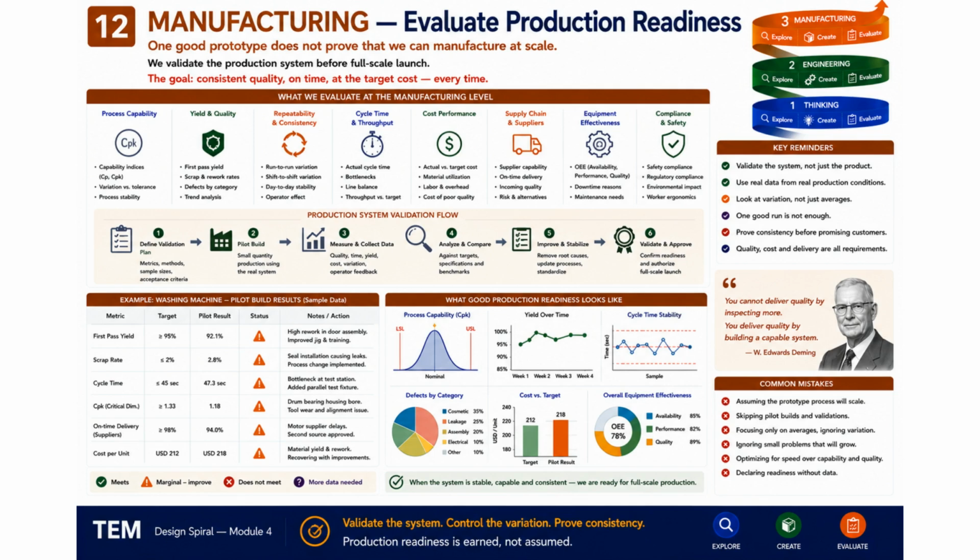If the pilot build reveals problems, we do not simply inspect the bad products and remove them. We investigate the causes and improve the production system itself. That is an important principle. Quality should be built into the process, not inspected into the product afterwards. When the process becomes stable, capable, repeatable, and economically viable, we gain production confidence. Only then are we truly ready to move from building prototypes to manufacturing products at scale.